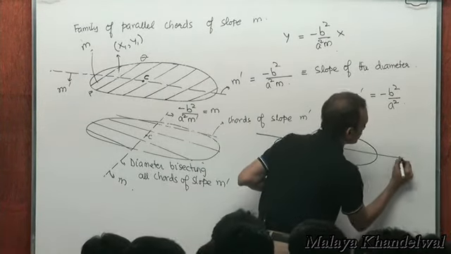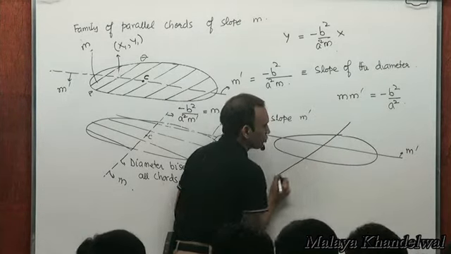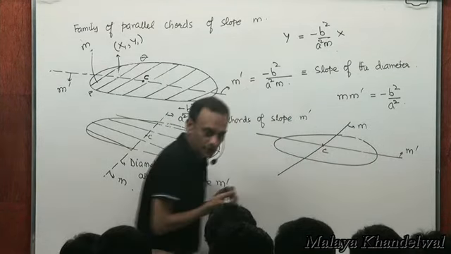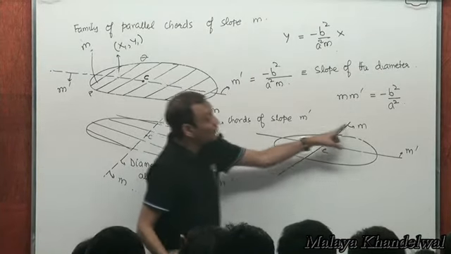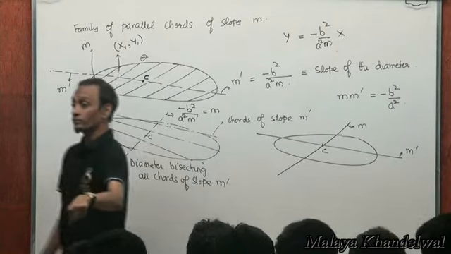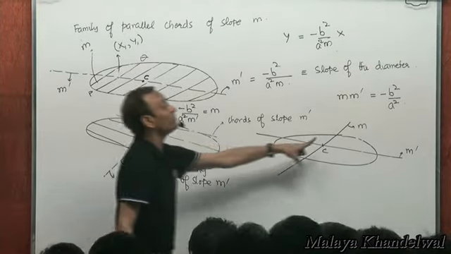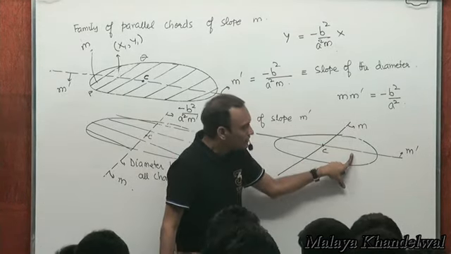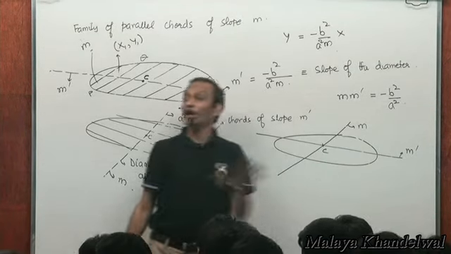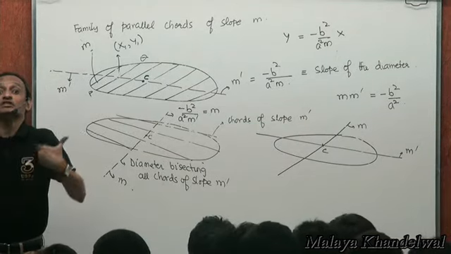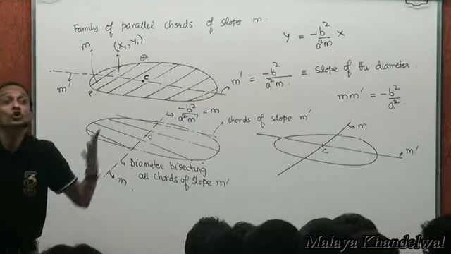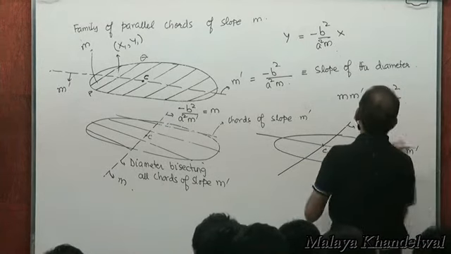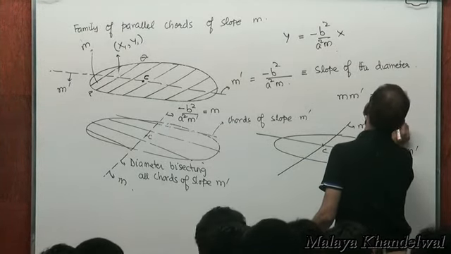if this is a diameter of slope m prime and this is a diameter of slope m, obviously they intersect at the center because both pass through the center of the ellipse. And if the product of the slopes is minus b squared by a squared, then this diameter will bisect all chords parallel to this diameter, and this diameter will bisect all chords parallel to this diameter. That's the property that they enjoy. If I have a pair of diameters enjoying this property, then these diameters are referred to as conjugate diameters.